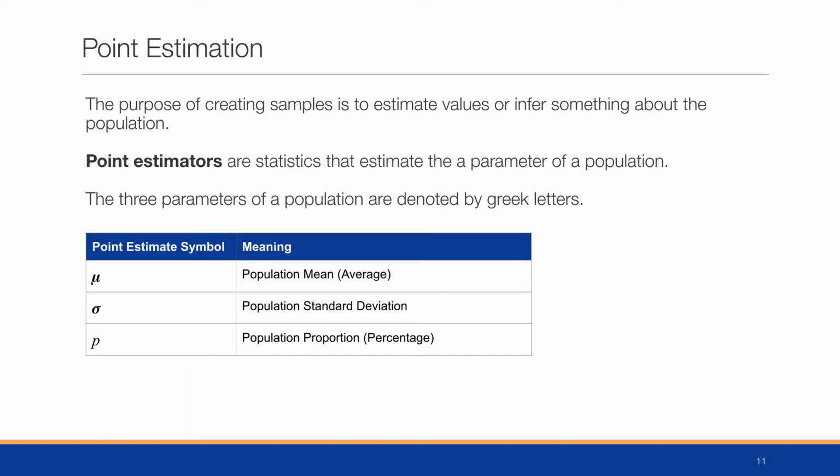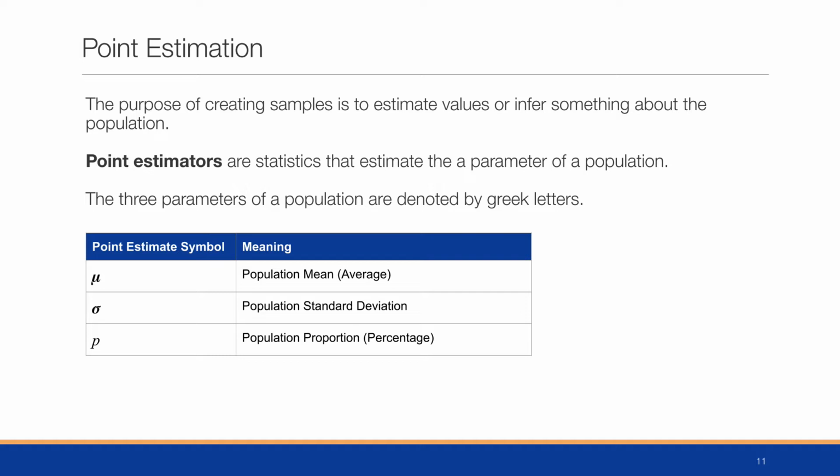Now, the purpose of creating the samples is so that we can estimate values or infer something about the population. These inferences are going to be point estimators. Point estimators are statistics that estimate a parameter of a population, regardless of what it is we're looking for.